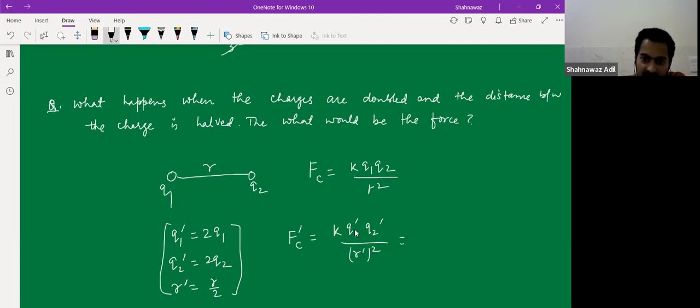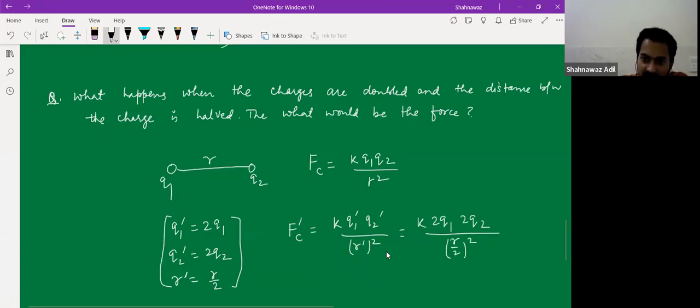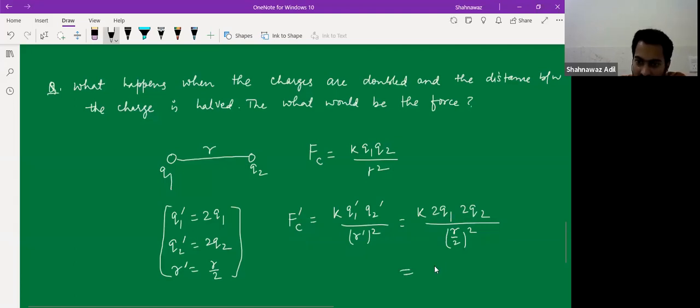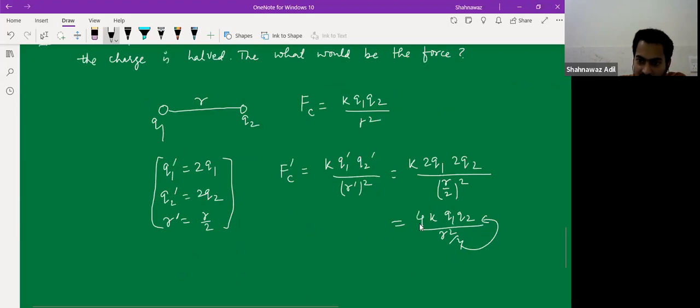Now we can plug in the values. Q1 prime is 2Q1, Q2 prime is 2Q2, and R prime is R by 2, so R by 2 whole square. Then we will get 2 times 2 is 4, Q1 Q2, and R square by 4. So this 4 comes in here, and this becomes 4 into 4, 16, K Q1 Q2 by R square.